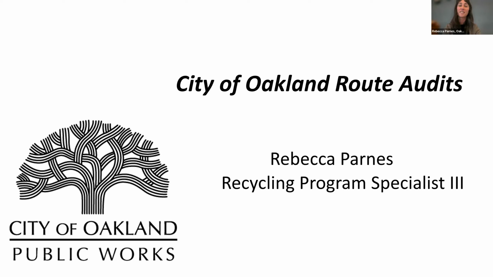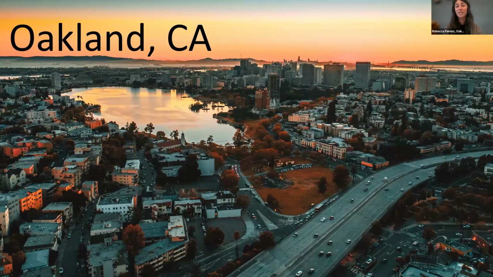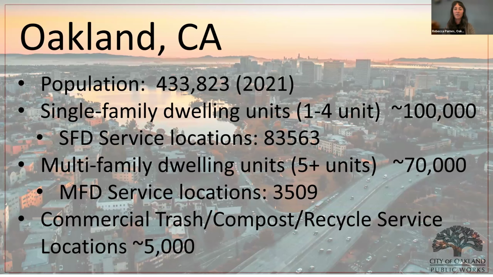So if you move on in the slide, we have a fairly large population, 433,000 people, about 100,000 single-family dwellings and about 83,000 specific locations. We have about 700,000 multifamily dwelling units and growing, with about 3,500, excuse me, specific multifamily properties. And then we have about 5,000 commercial trash pickup locations, which could be multiple businesses using the same containers.